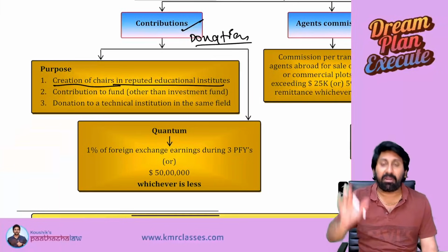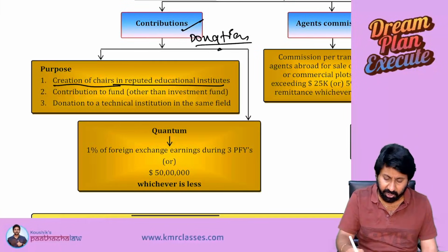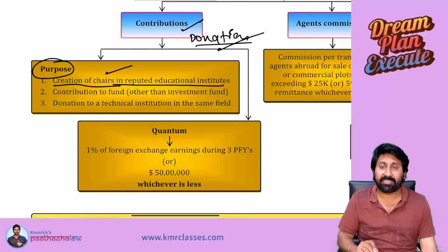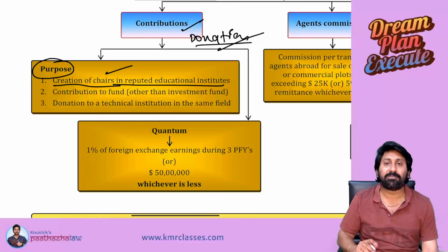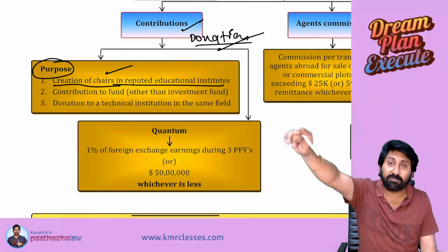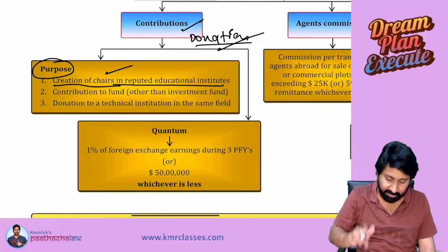For example, I am a company and I wanted to give a donation. For what you are giving, the purpose should be creation of chairs in a reputed education institute. Chairs means medical seat, engineering seat, like that. If you are donating for creation of a seat outside India, that will come under this.